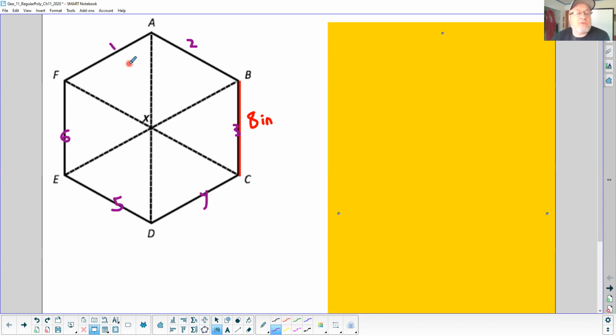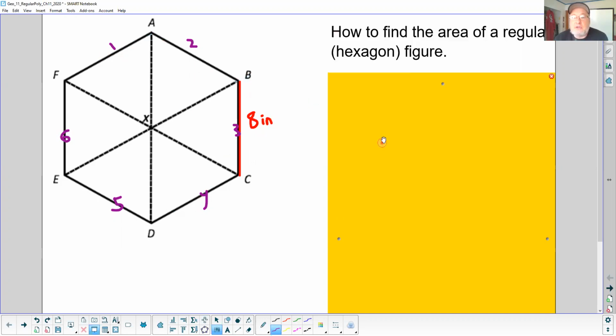So anytime it's regular, that means that all of these sides are the same length. So side 1, side 2, side 3, side 4, all these sides have the same length. In this case, each side is 8 inches long. Well, the plan is, how do you figure out the area of this shape if you only know one piece of information? Well, the plan for this is to do this.